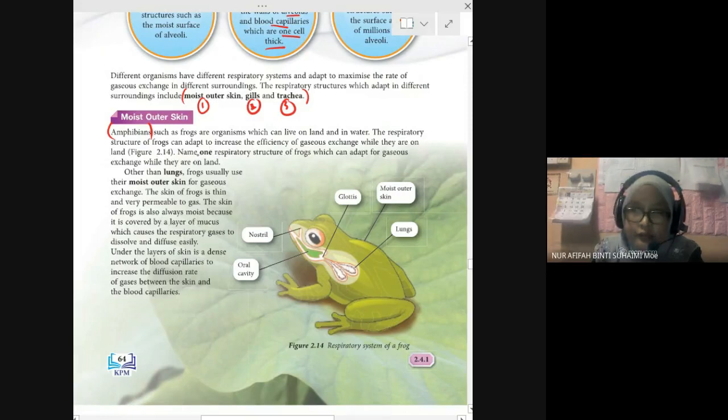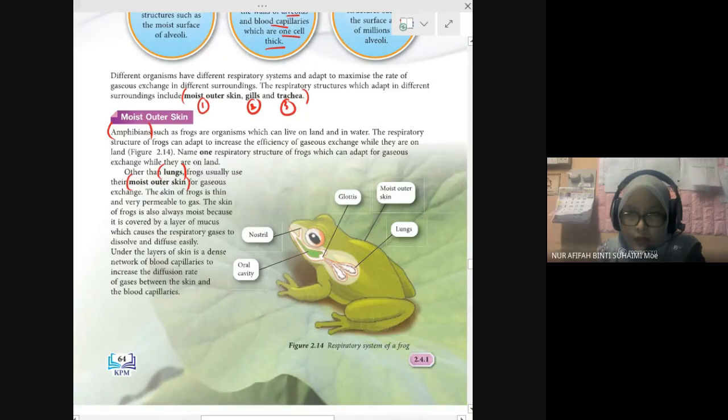Okay, name one respiratory structure of frog which can adapt for gases exchange while they are on land. Other than lungs, it also has moist outer skin. So frog has 2, lungs and moist outer skin.